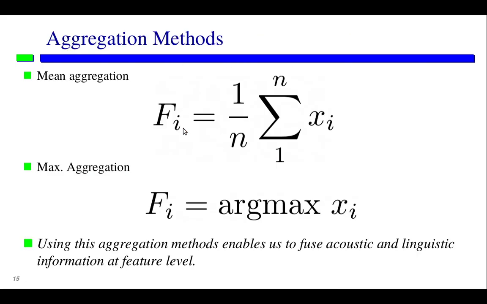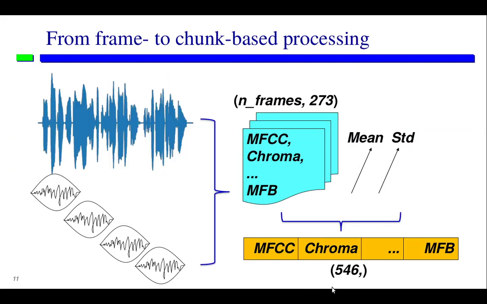For example, here the first is the mean value from all chunks. The first number, then the second MFCC, third MFCC, until maybe the last mel filter bank. So that's the mean value, and then we move to the second chunk, the third chunk. For the maximum I do the similar, but here I only take the maximum value of the feature.